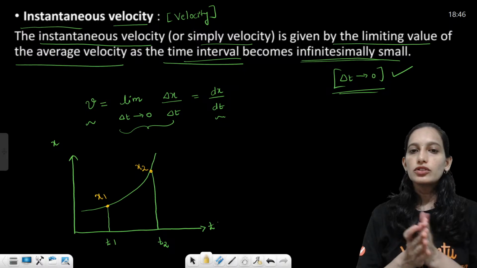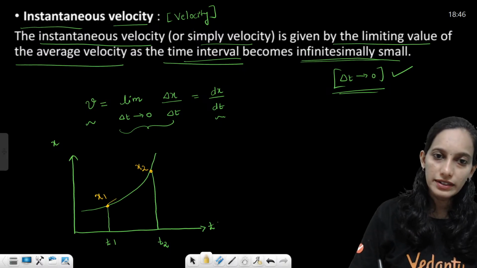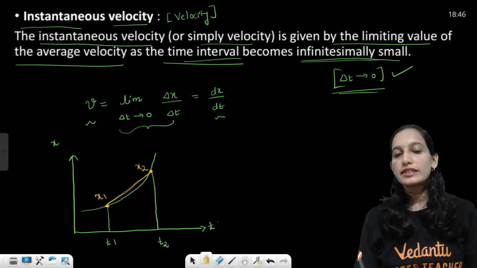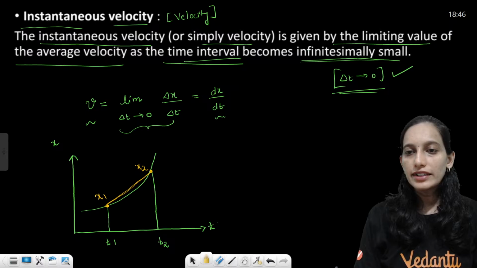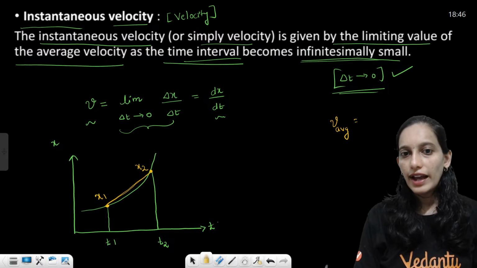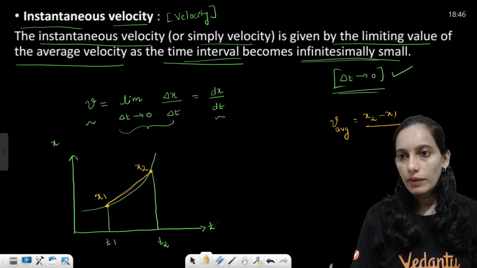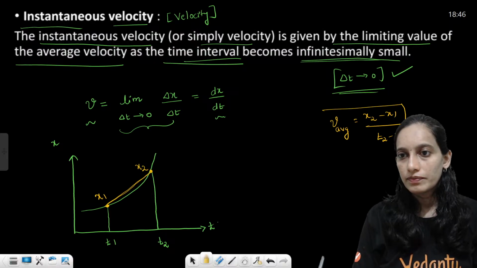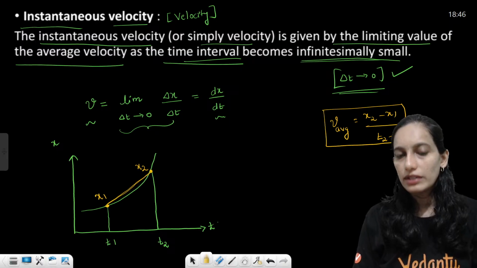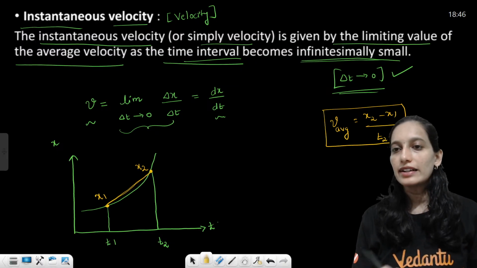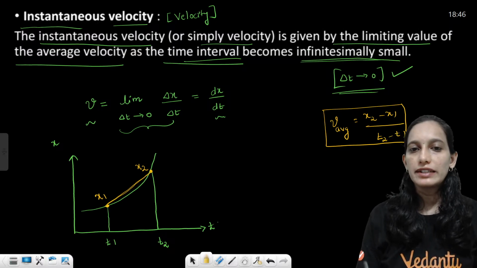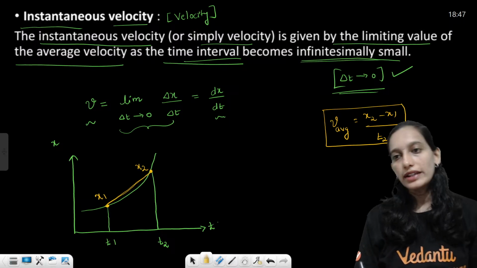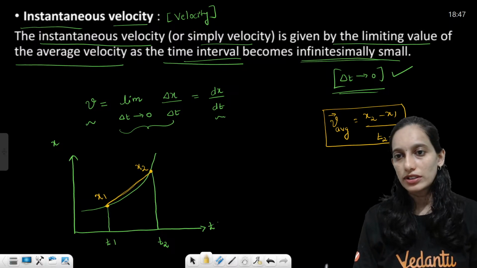Now displacement is x2 minus x1, correct? Displacement will be the shortest distance, that is x2 minus x1. So now I can define average velocity, correct? V average is x2 minus x1 by t2 minus t1. So this is just going to give me the average velocity. And its direction is along the displacement direction, x2 minus x1. So the average velocity direction is along the displacement direction.